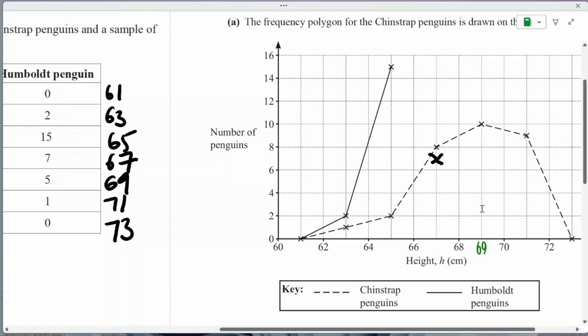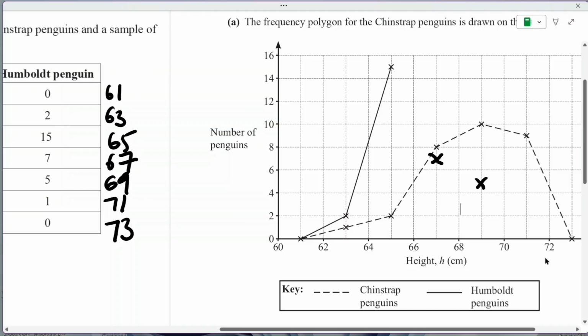You go up, this is 2, 4, and 6. In between 4 and 6, you have 5. So you plot it right in the middle. Then you go for the next, which is 71. You have only one Humboldt penguin at 71 centimeters. So you go to 71.